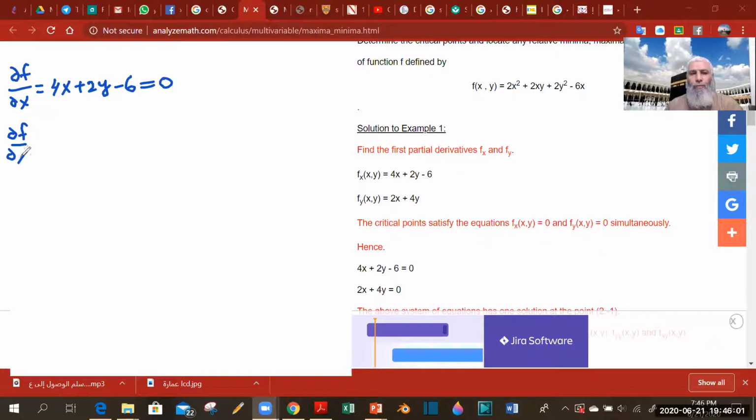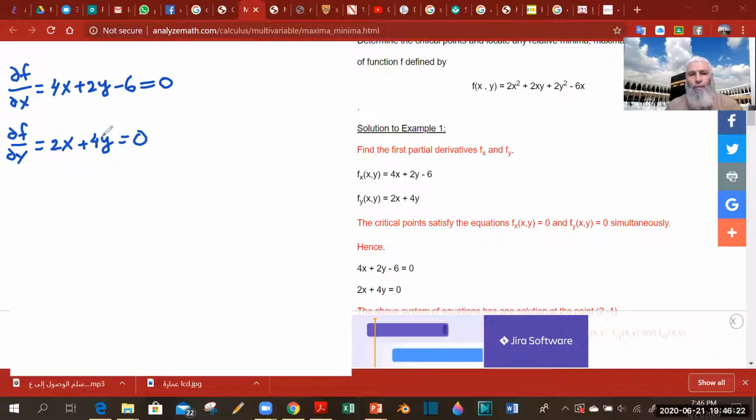So df dy, with respect to y, would be 2x plus 4y, that's it. And we'll equal this to 0.